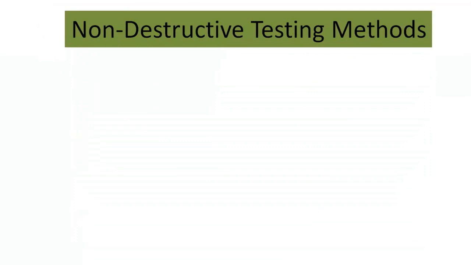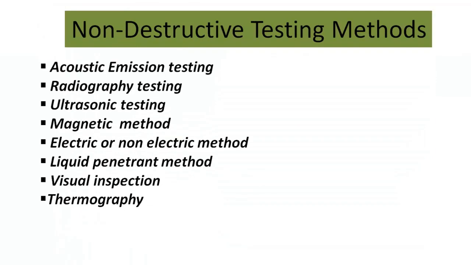So what are the non-destructive testing methods? Here a list of some non-destructive testing methods is given, and these methods are acoustic emission testing, next is radiography testing with X-rays or gamma rays, then ultrasonic testing for thickness measurement and flaw detection, next one is the magnetic method, then the electric or non-electric method, which is also called the eddy current method, then the liquid penetrant method, next is visual inspection and thermography.